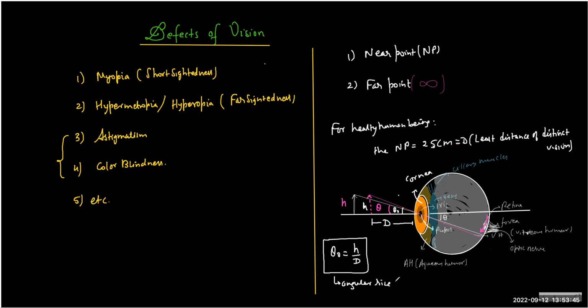Angular size of the object kept at LDDV. What is LDDV? Least distance of distinct vision. Understood? Least distance of distinct vision. So at 25 centimeter, for an eye without any defect, if the object is kept there, you can see with clarity.